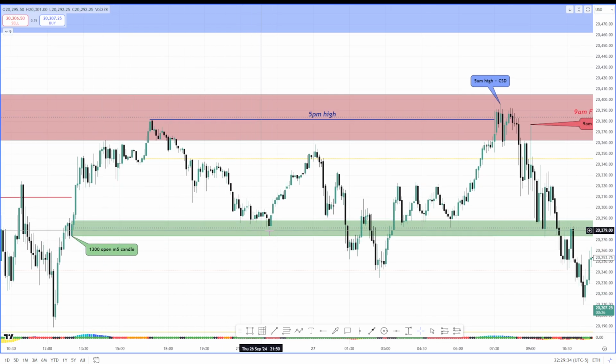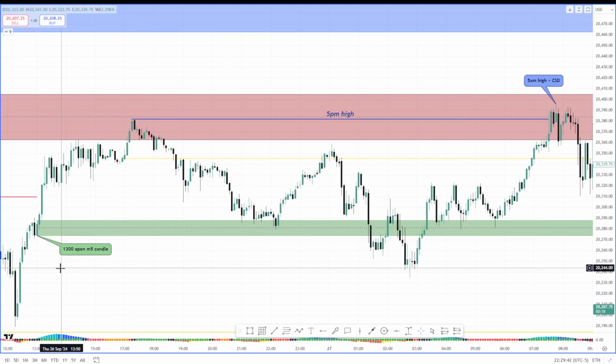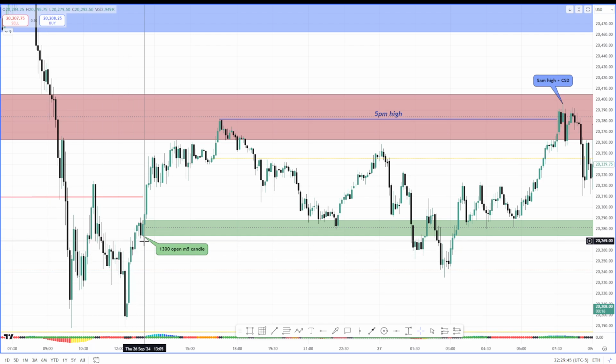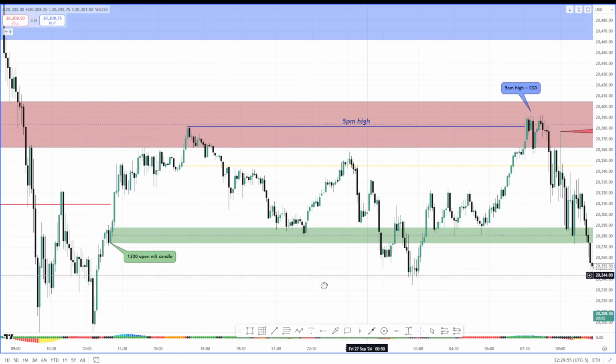High resistance, move down. Back down into the 1 o'clock open. This is also order block on a market maker buy model, where we get a manipulation down, CSD, wick back into it, and displacement out of it.